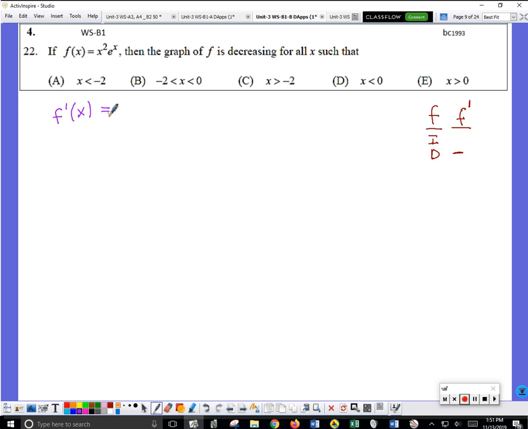e to the x, 2x plus x squared. How's that? Is that right? I did the entire thing in my head.